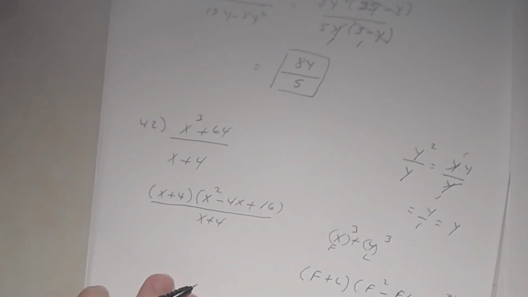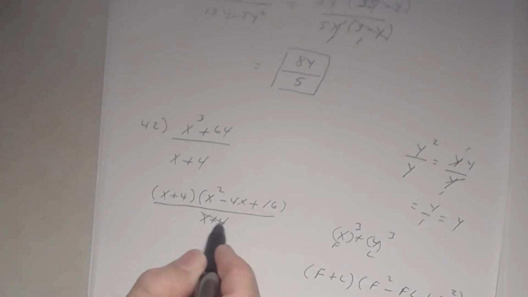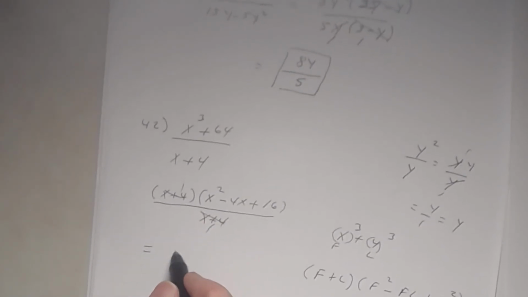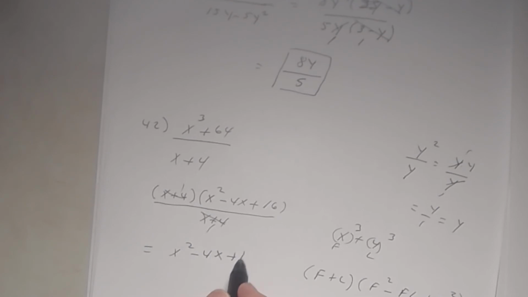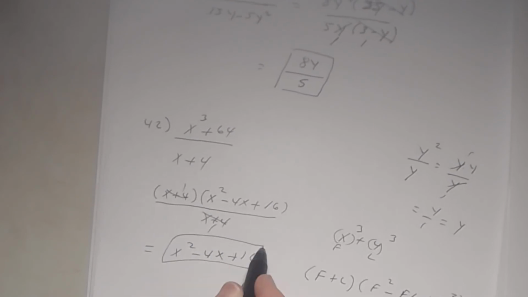All right, so a factor. I couldn't factor the denominator, so I just rewrote it. Now let's reduce. What can I reduce? X plus 4. So what's going to be the answer? X squared minus 4x plus 16. That is the answer.